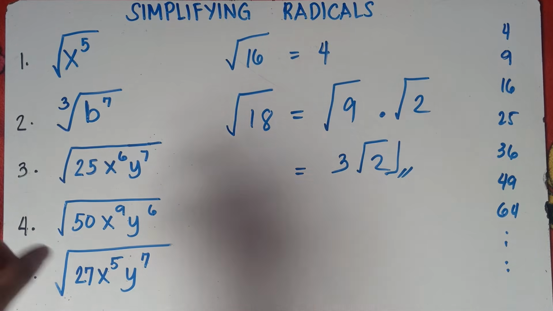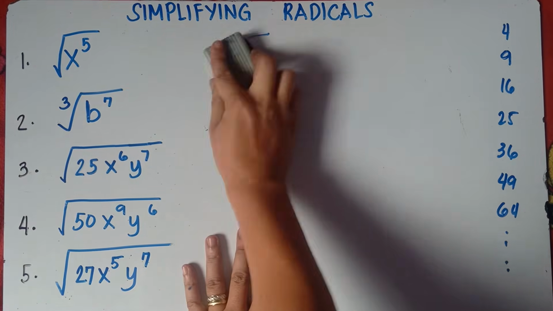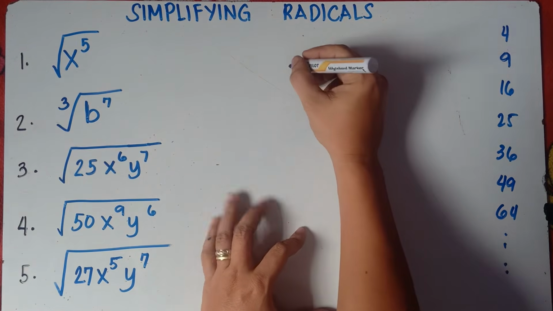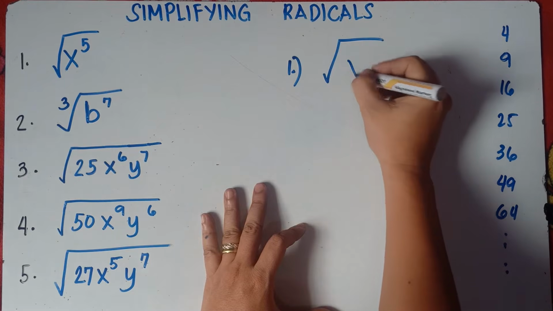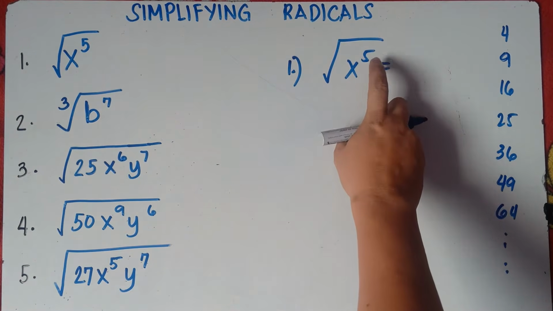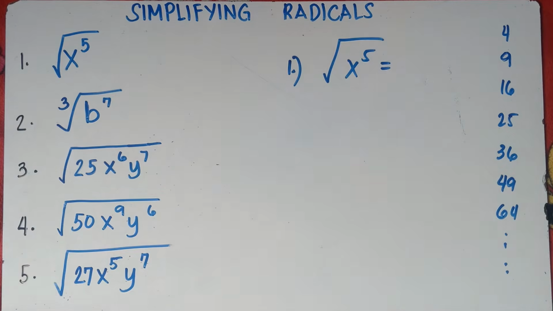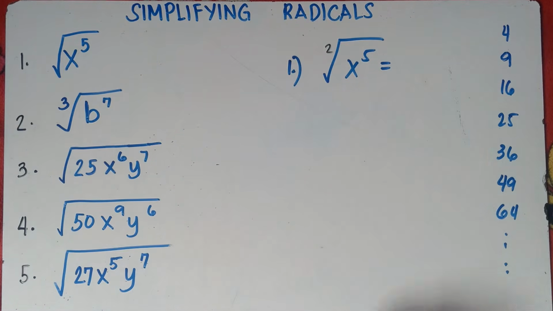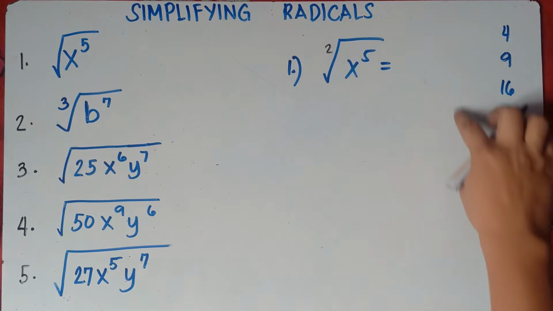Let's answer first numbers 1 and 2. Alright, so let's answer simplifying radicals. Number 1, square root of x raised to the power of 5. Can we divide the exponent here, 5, by the index 2? Understood that there's 2 here. Can we divide 5 by 2? Nope, we cannot divide, because if we can divide, we can get the answer right away. But since we cannot divide, we need to factor this out.